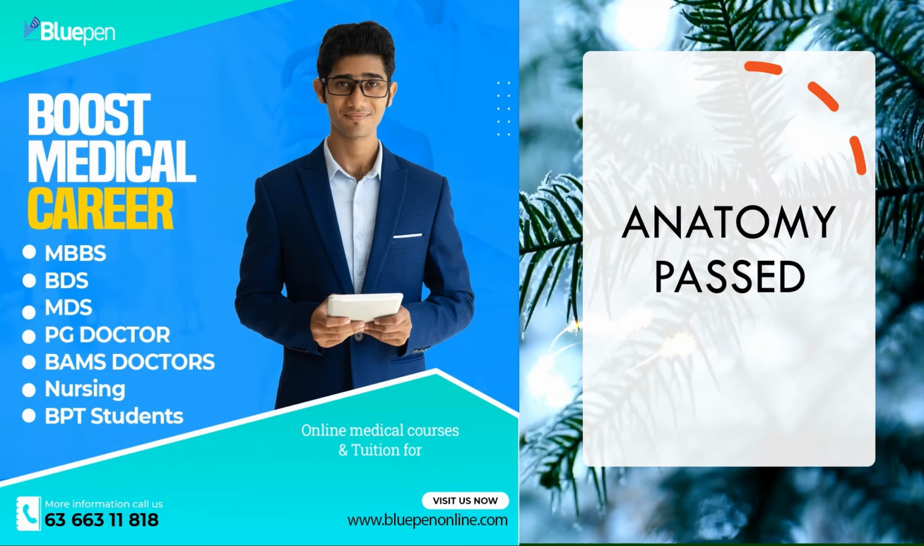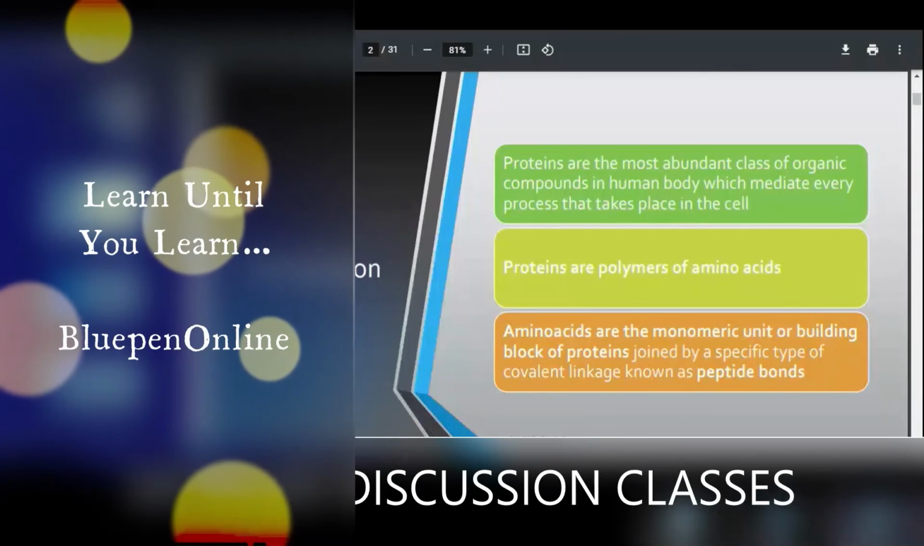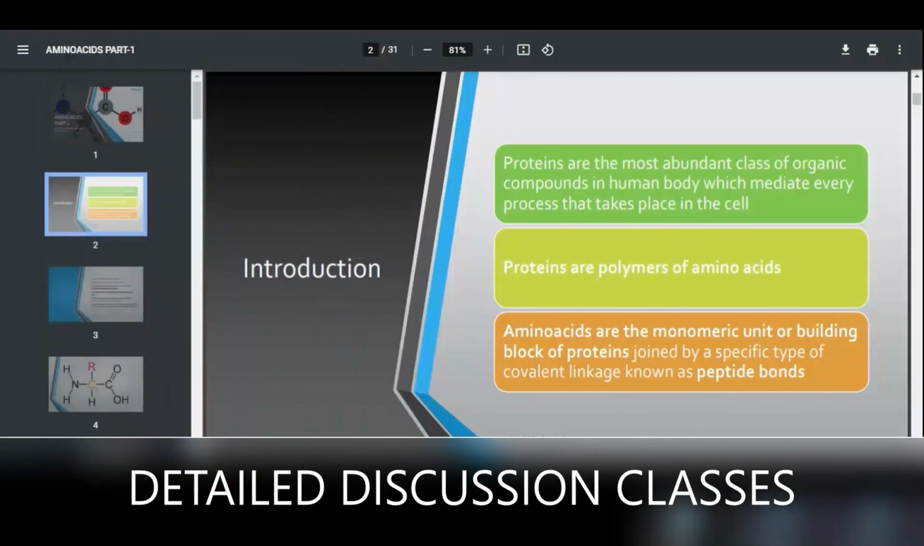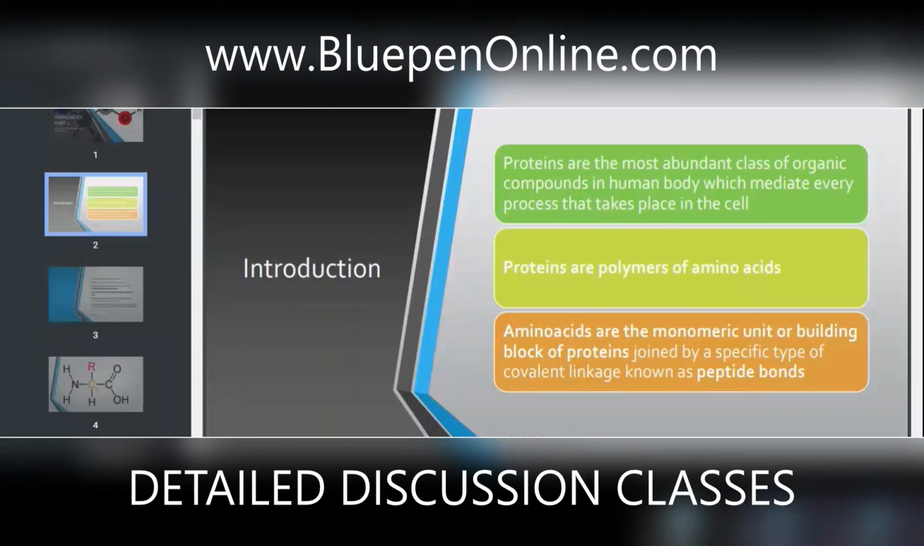So introduction, actually amino acids are building blocks of protein. So before entering into amino acid, we must know what are proteins. Okay. So proteins are the most abundant class of organic compounds in human body, which mediate every process that takes place in the cell. And these proteins are polymers of amino acid. That is the definition. What is the polymers of amino acids?